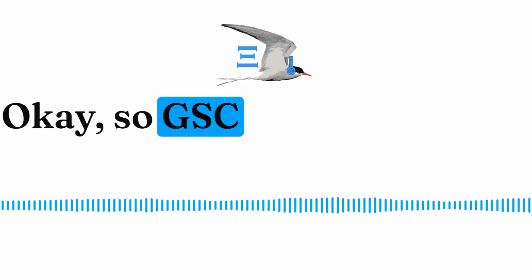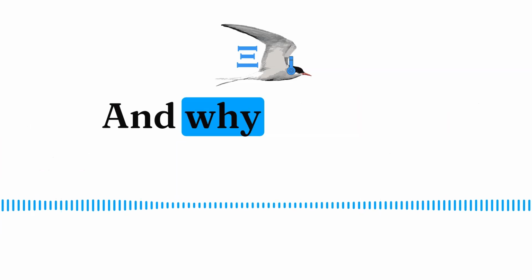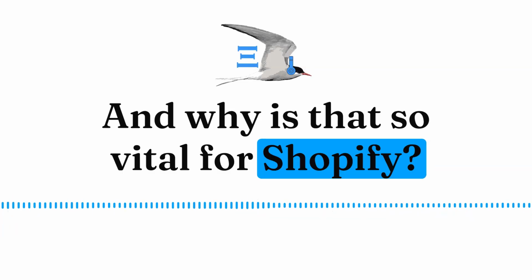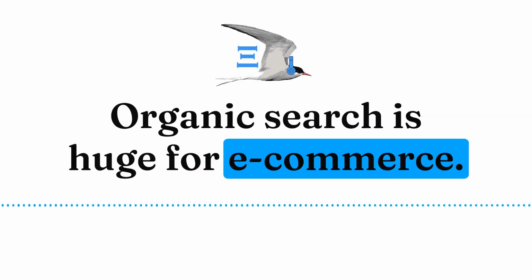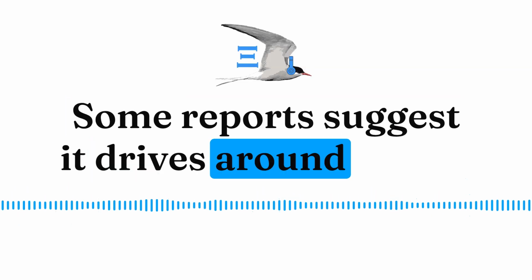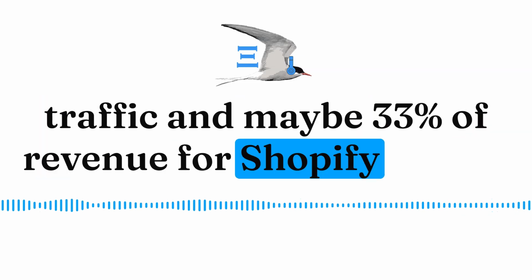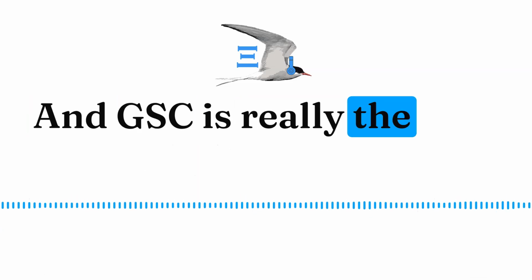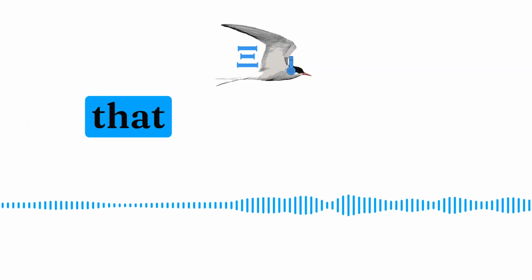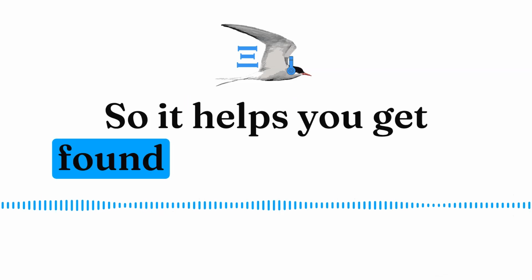Okay, so GSC is like your SEO dashboard and health check. And why is that so vital for Shopify? Well, think about it. Organic search is huge for e-commerce. Some reports suggest it drives around 35% of traffic and maybe 33% of revenue for Shopify stores. Wow, a third. Yeah, it's massive. And GSC is really the only reliable place to measure that organic search performance directly from Google's perspective. So it helps you get found in the first place.